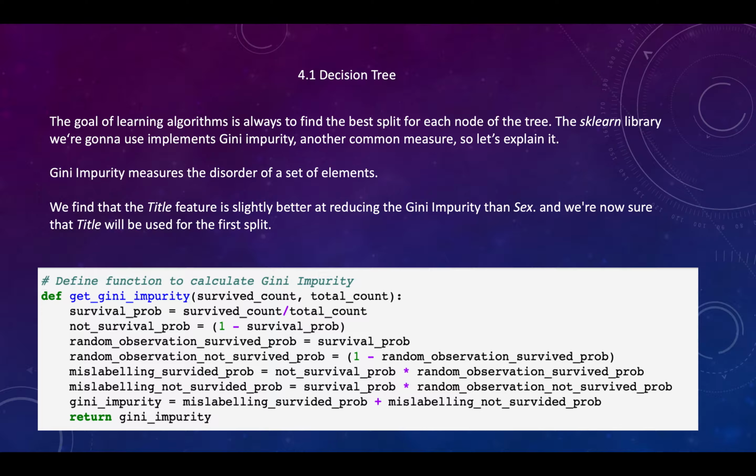So you can see the Gini impurity method here. We fill in the survival count and the total count. We try to calculate the Gini impurity of the sex and title. We compare them, and finally we come to the result that title is the best choice for the first split.